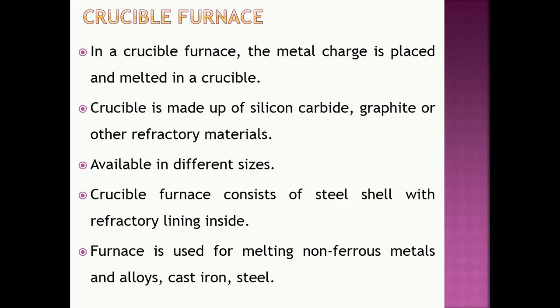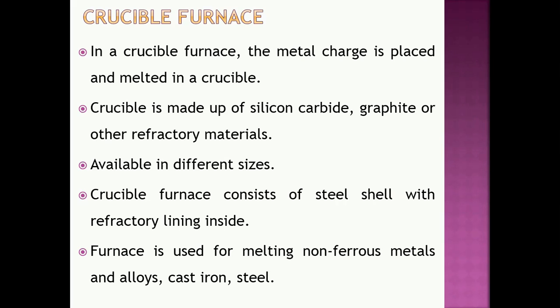Now here we will see a crucible furnace. In this crucible furnace, the metal charge is placed and melted in a crucible, meaning the desired amount of metal charge is taken inside the crucible and melted. This crucible furnace may be a coke fired furnace, or an oil or gas fired furnace. Understood? There are different types of furnaces. The crucible furnace may be classified as coke fired or oil and gas fired furnaces.